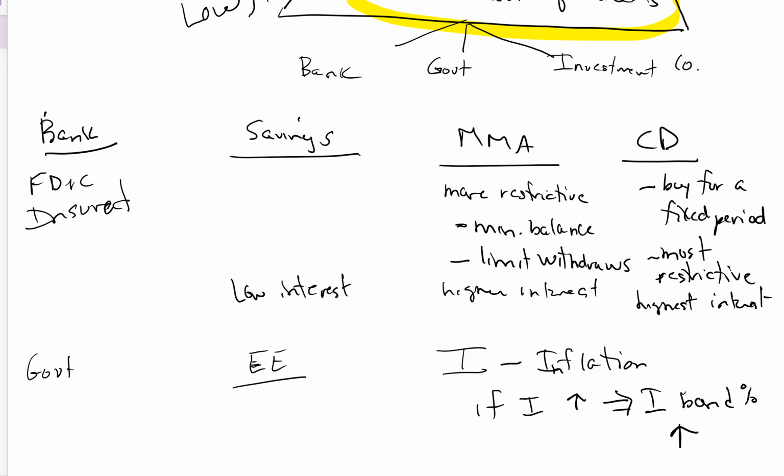On the other hand, Series EE, these just have a fixed rate. So they're not going to adjust like the I bond. Okay?